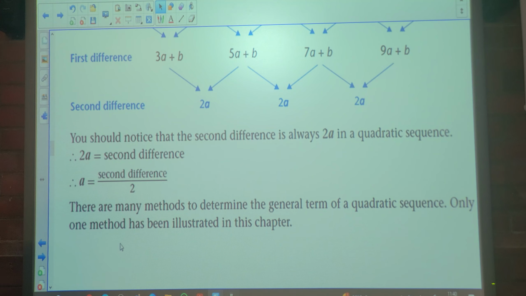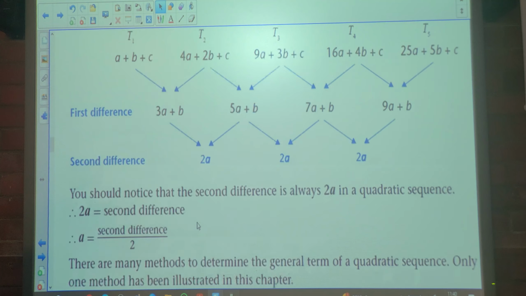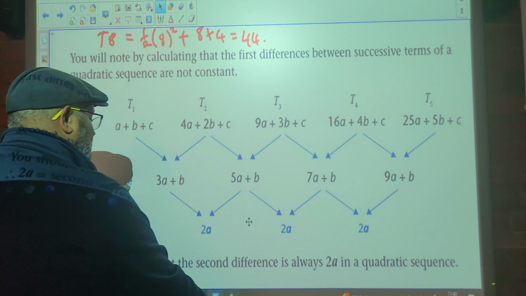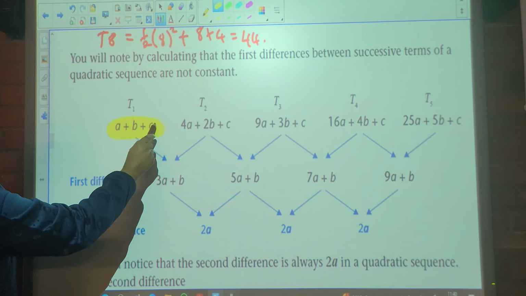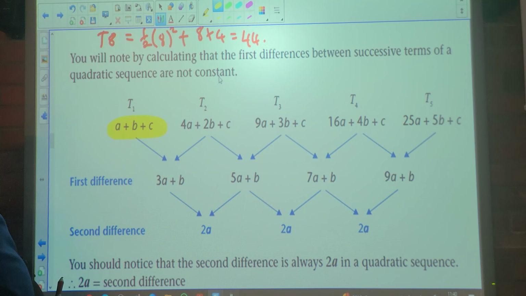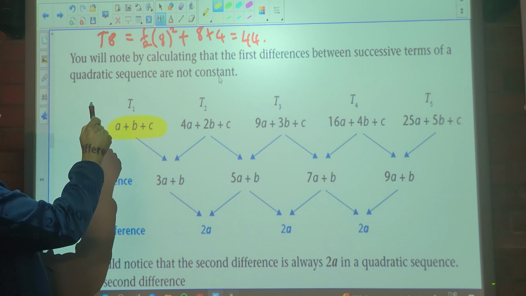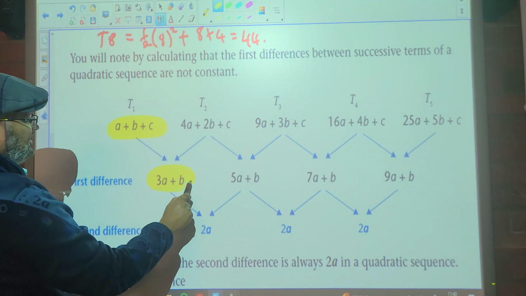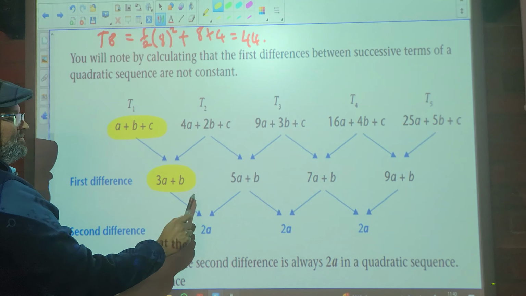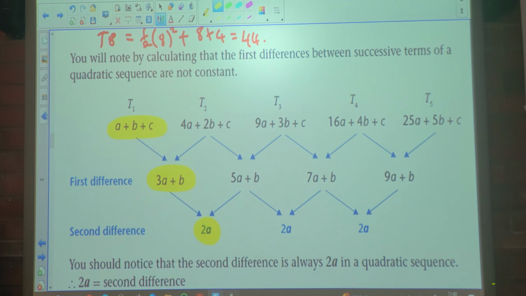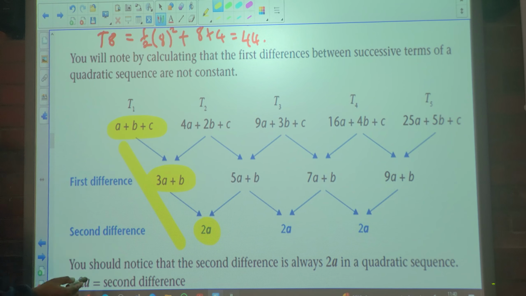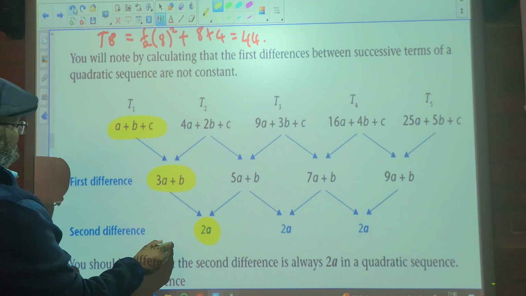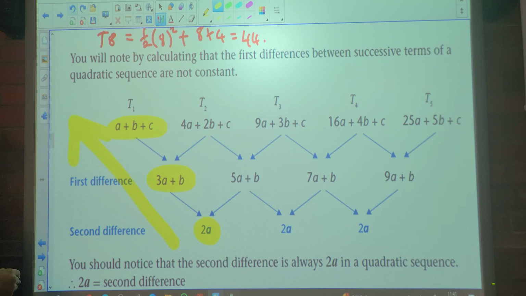Okay? There are many methods to determine the general term of this quadratic sequence. Only one method has been illustrated in this chapter. Important to us, we will be looking out for these values here. Whatever number lies here, which is term 1, in its position you will have a plus b plus c. In this one's position you will have 3a plus b, and in its position there you will have 2a. And you will work from the bottom up. Okay, and you'll see in our next lesson how we're going to work with that.